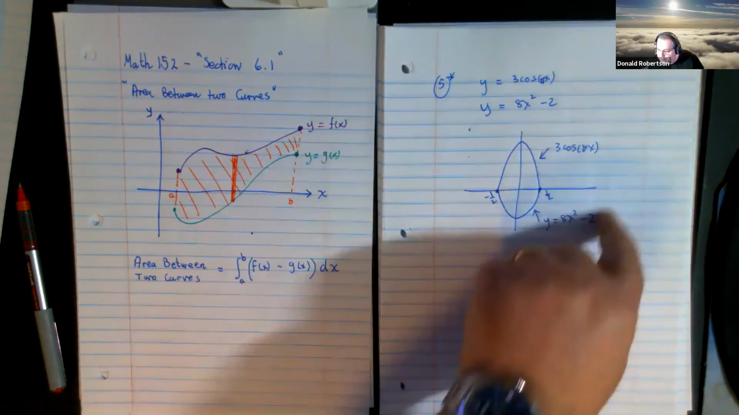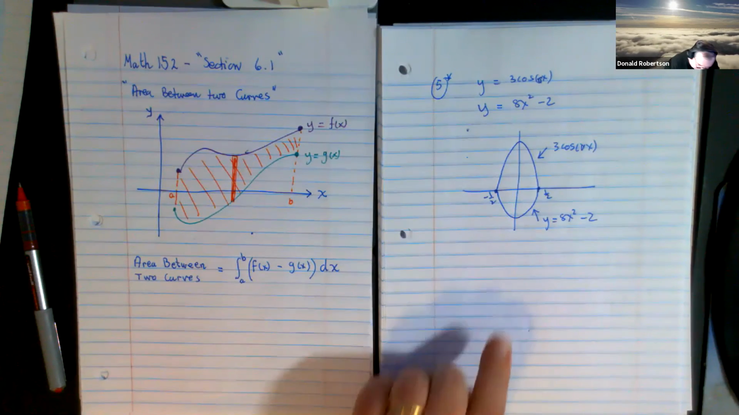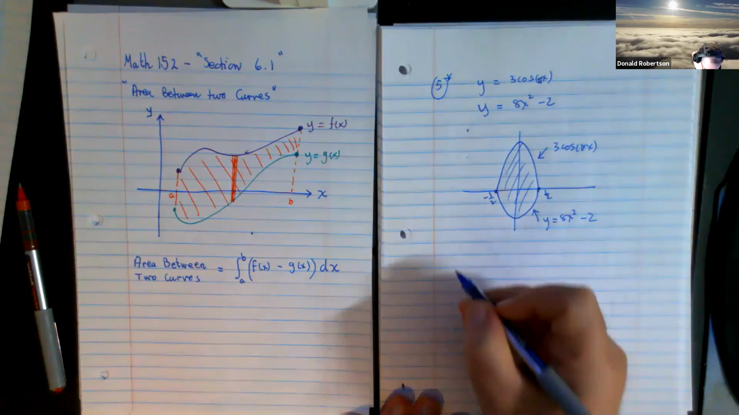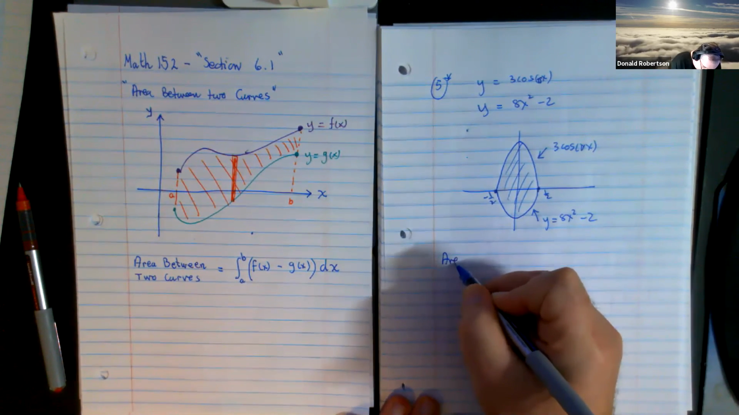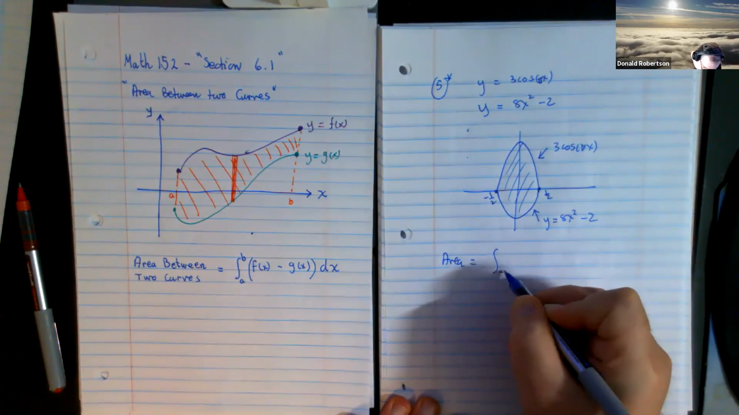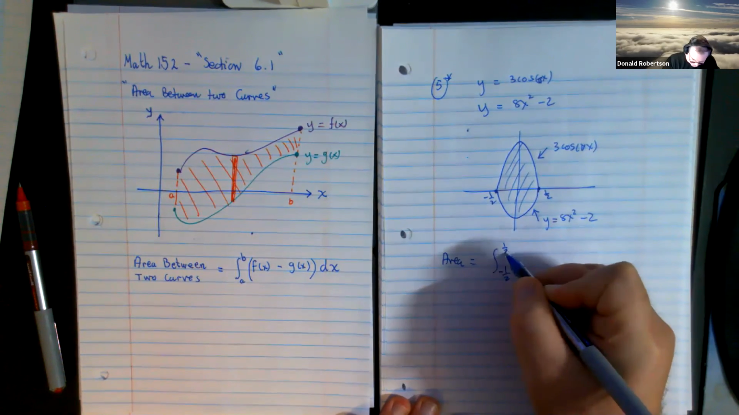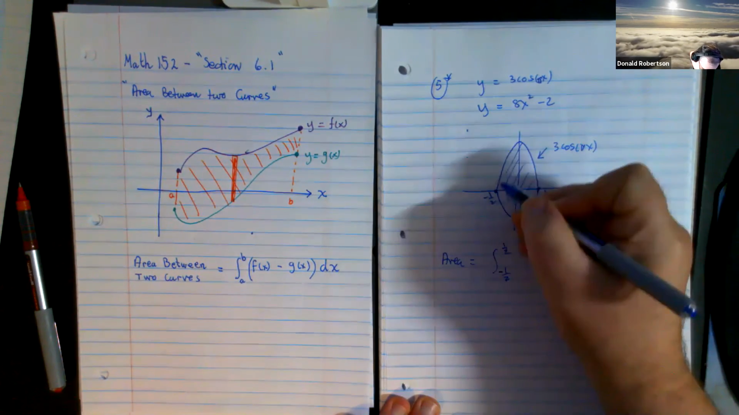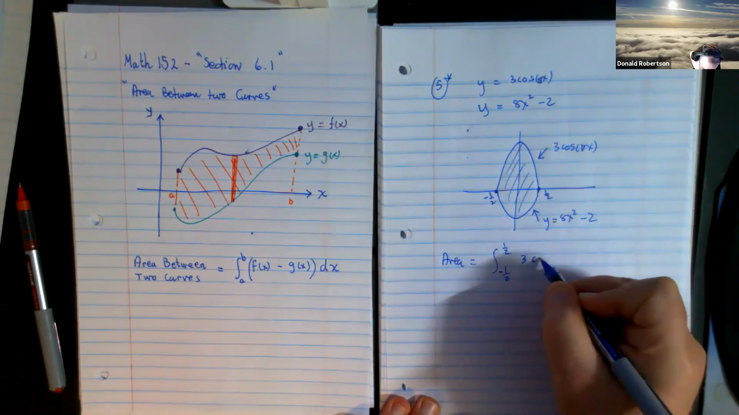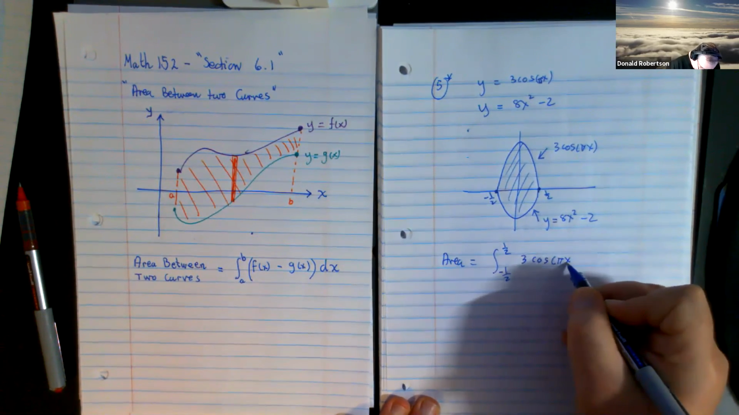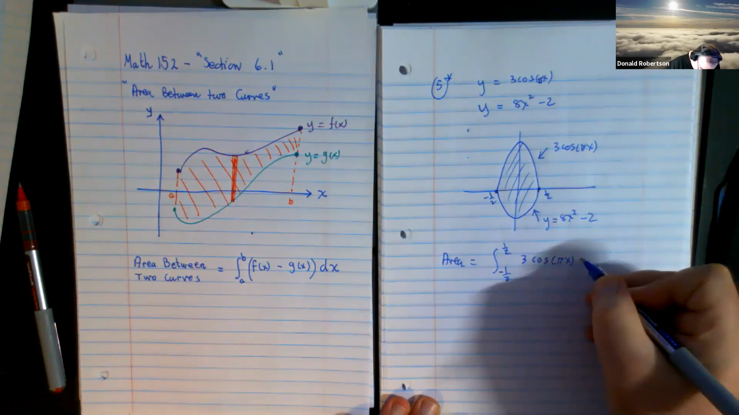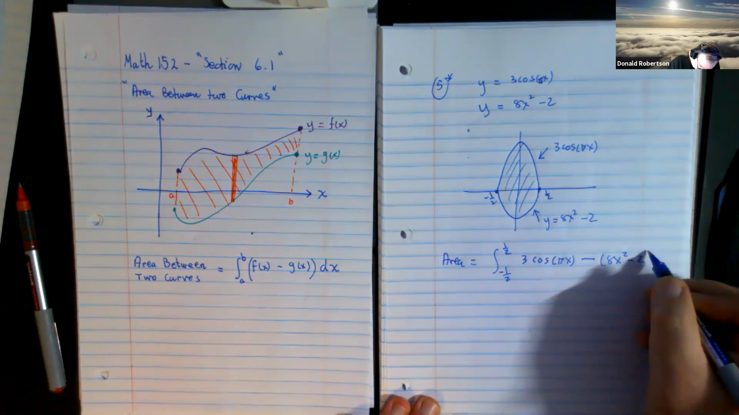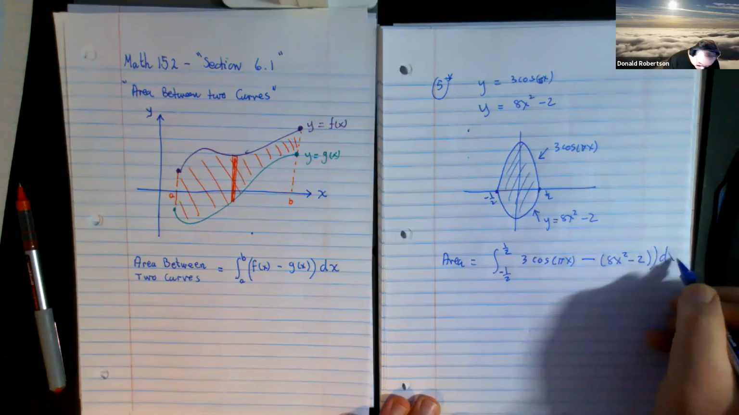So, right, that was basically what Desmos told me, right? And we want all of this. So the area between the two curves is the integral from negative 1/2 to positive 1/2. The cosine was the top guy, 3 cosine pi x, and the bottom guy was 8x squared take away 2, dx.